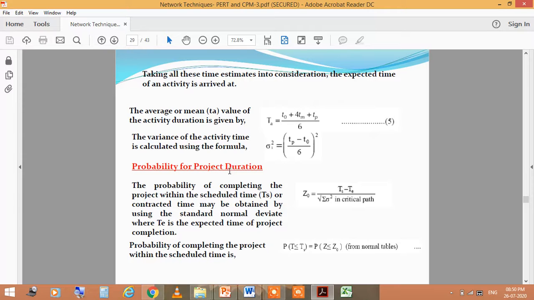The variance of activity time is calculated by this formula. The probability of project duration, meaning the probability of completing the project within the scheduled time, that is TS, or contracted time, may be obtained by using the standard normal deviate, where T is the expected time of project completion. The probability of completing the project within the scheduled time is P(T less than TS), and you can calculate this from this formula.